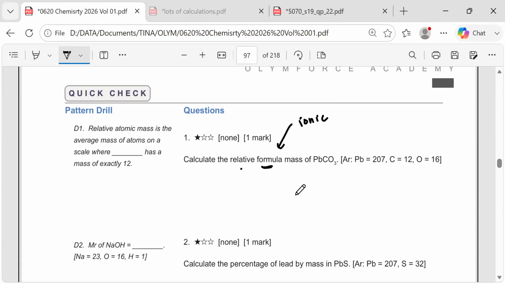Okay? So basically, all you need to do is add it up together. So you see, PbCO3, right? The relative mass of lead is 207. The relative mass of carbon is 12. And the relative mass of oxygen is 16. Multiply 3. You don't simply go and multiply. So you add, then the last small number only you multiply 3. Okay?